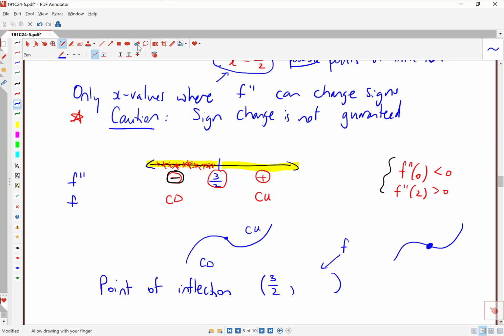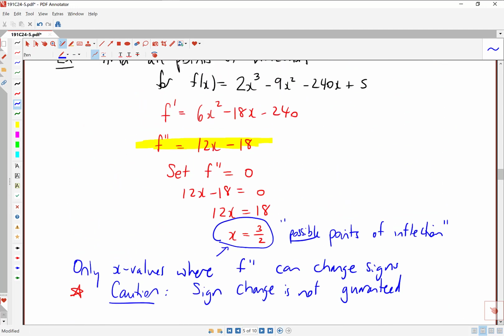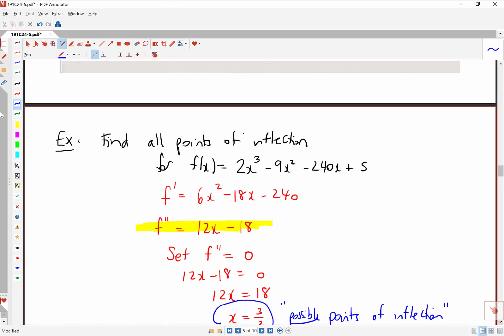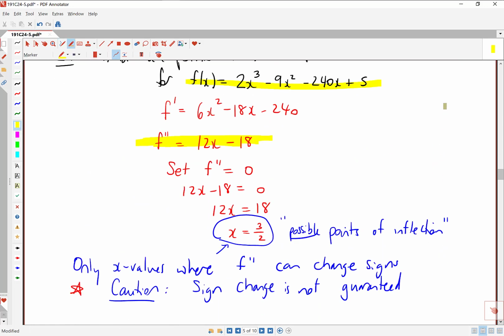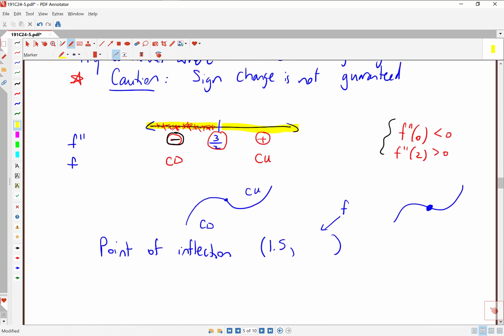For this particular problem, because 3/2 is exact as a decimal, that probably makes life easier when we go back in to plug into our function f. If we scroll right back to the beginning of the problem, here's the function f that we're talking about, that cubic polynomial there. So if you plug 1.5 into that, you get negative 368.5. So that is our point of inflection.